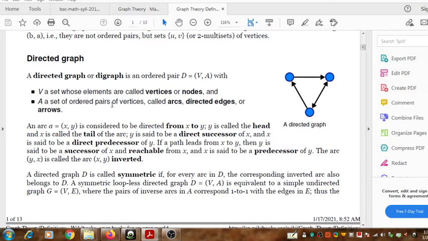A is the set of ordered pairs of vertices. These ordered pairs of vertices are called the arcs in a directed graph. They are also called directed edges or arrows. Three different names are used to represent directed edges: arcs, directed edges, or arrows.